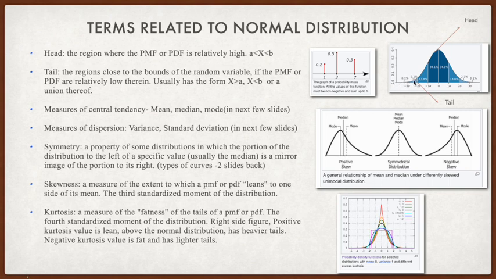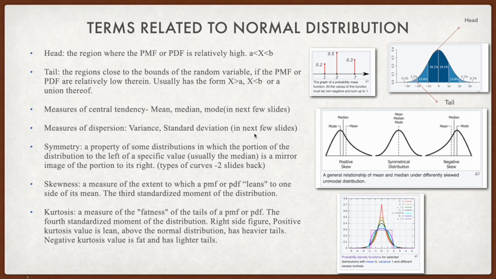So here we see that I have pointed out the tail, and the measures of central tendency: mean, median, mode, and the measures of dispersion: variance and standard deviation. These things will come in the next few slides.